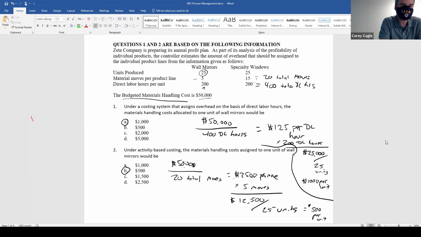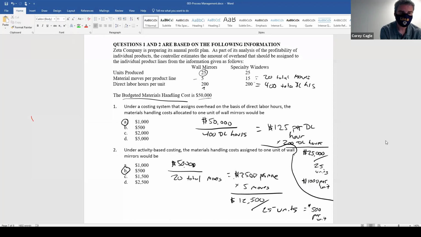So it would be better to allocate that materials handling cost based on material moves instead of labor hours, especially since the basic line and the deluxe line here use different levels of that activity. That's the point with these two questions about why activity-based costing is important. Same amount of labor went into it.